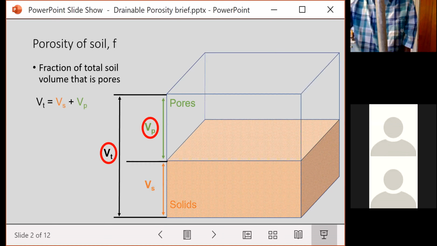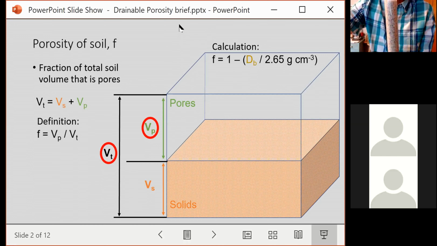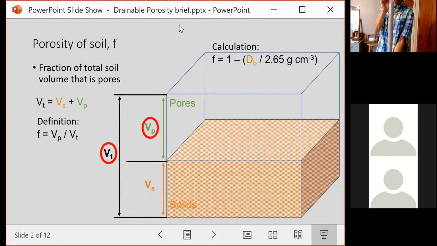In order to find that, we have our definition that we used. That is the volume of the pores divided by the total volume. So the spaces between the particles and all the particles. So this height and then the spaces between them, that's our porosity. And we had a calculation that we used to estimate that porosity.